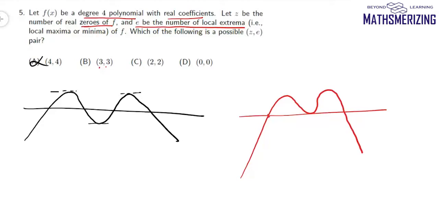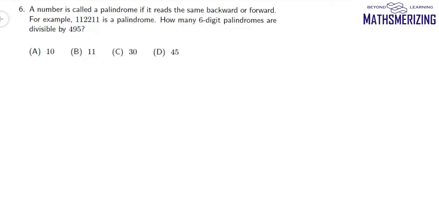So now in this case, we have 3 distinct roots, and then we can also have 3 extremums, that is 2 maximum and a minimum, or 2 minimum and a maximum. So for this given polynomial, it is possible to have 3 roots and 3 extremums, and that's your option number B. Now question number 6, it says we have this palindrome.